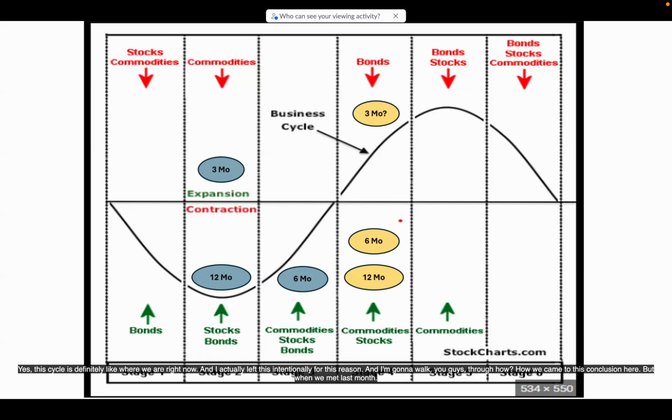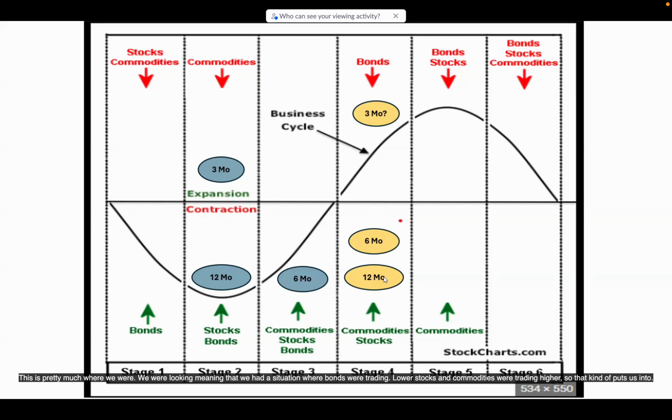Yes, this cycle is definitely like where we are right now. And I actually left this intentionally for this reason. I'm going to walk you through how we came to this conclusion. But when we met last month, this is pretty much where we were looking, meaning that we had a situation where bonds were trading lower, stocks and commodities were trading higher. So that kind of puts us into that stage 4 economic cycle.